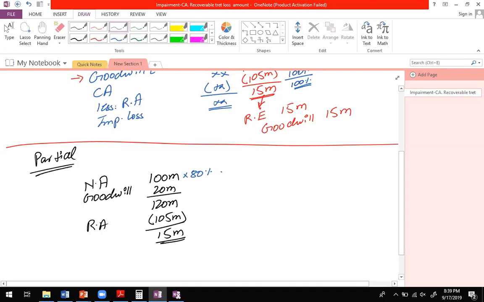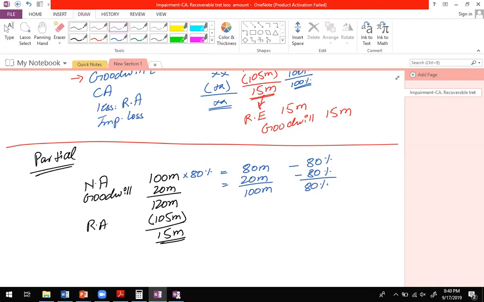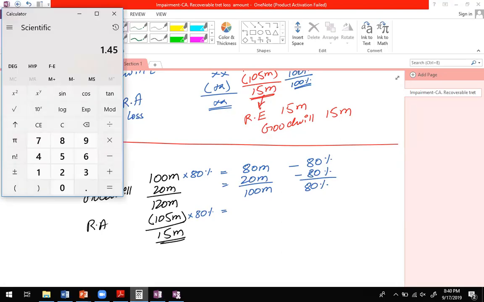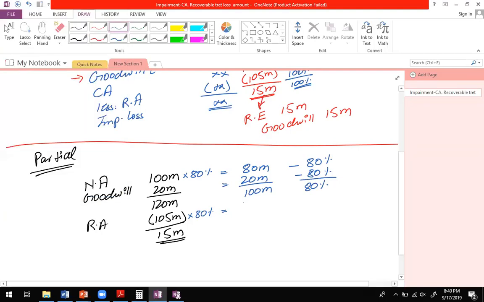Like if I take net assets 100 into 80%, this means 80 million is the amount which represents the parent only. Goodwill is already representing 80%. So this means now the net assets are also at 80%, the goodwill is also at 80%. So the carrying amount of the 80% subsidiary is $100 million. Now we also need to take 80% of the recoverable amount, which is 105 into 0.8, which is $84 million.